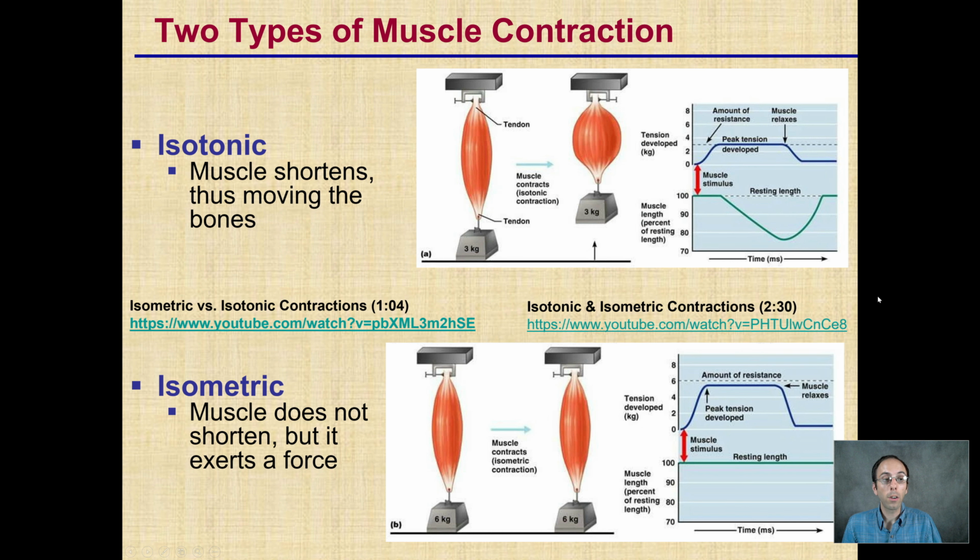There's two types of muscle contraction. There's isotonic and isometric. Isotonic is when the muscle actually shortens, thus moving the bones. That's the example that I've given you here. But we also have something called isometric, where the muscle does not shorten but exerts a force.